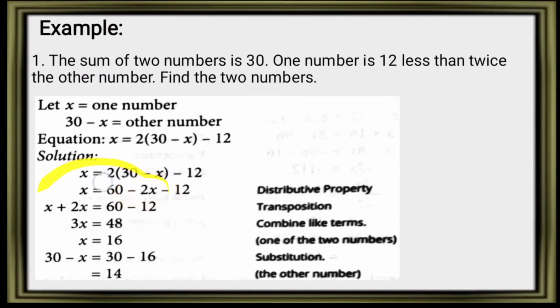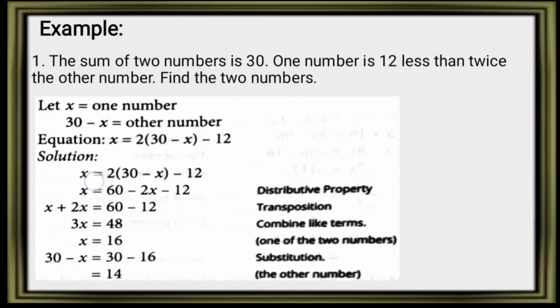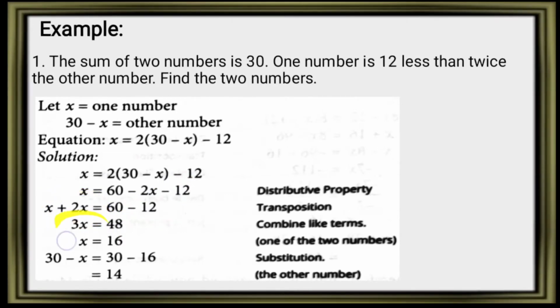Then after that, let's transpose, or we will put this variable to the other side because the other variable is on the other side. So negative 2x, when we transpose it to the other side, will become positive 2x. Okay? The sign will be changed. We will be having x plus 2x. Then, on the right side, we have 60, then minus 12. Okay? Let's combine. X plus 2x is 3x. Then 60 minus 12 is 48.